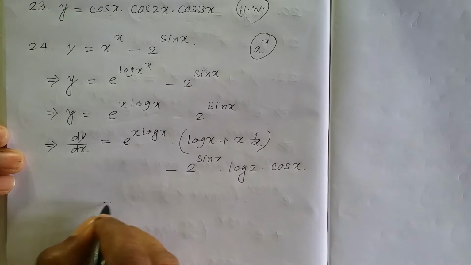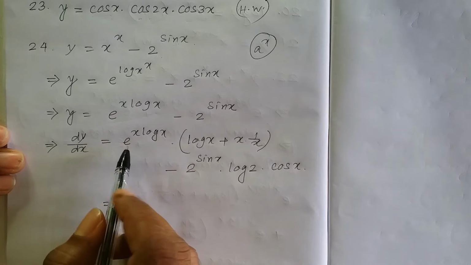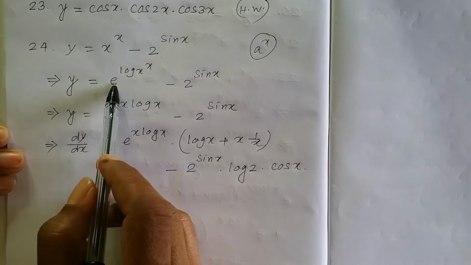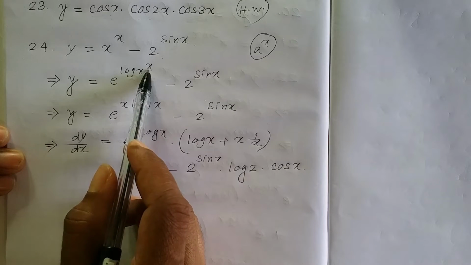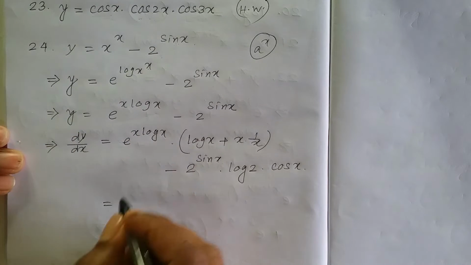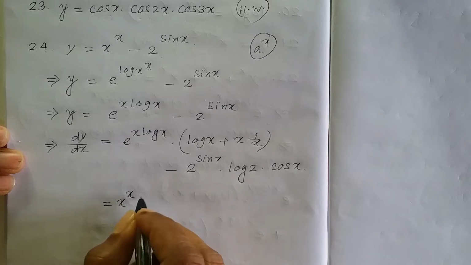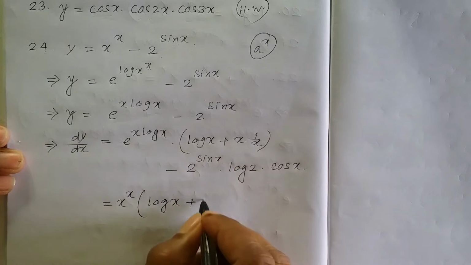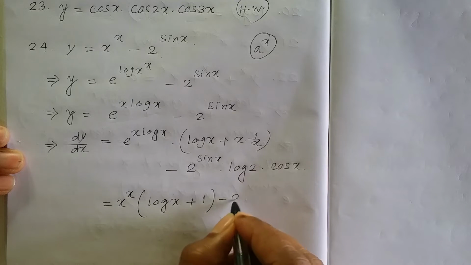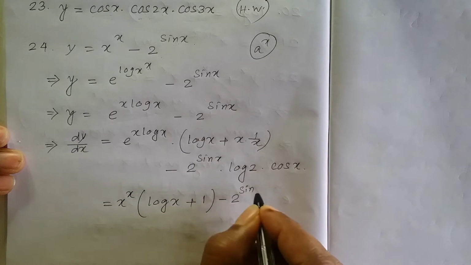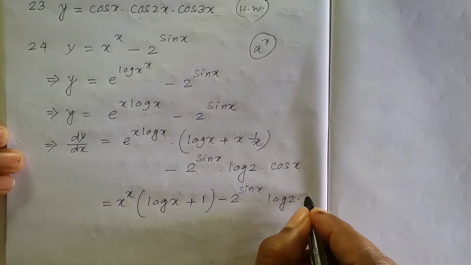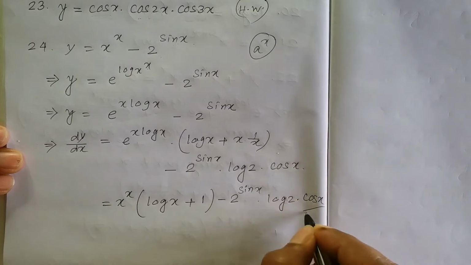So the calculated line will be, this is actually e to the power x log x, equal to e to the power log of x to the power x, and that is equal to simply x to the power x. So we replace here x to the power x into, this is log x plus x is cancelled, so 1, then minus, it is remaining same, 2 to the power sin x into log 2 into cos x. So we leave the answer here.